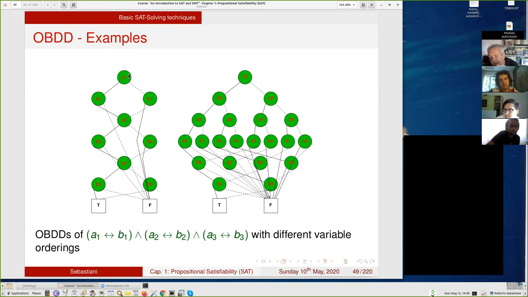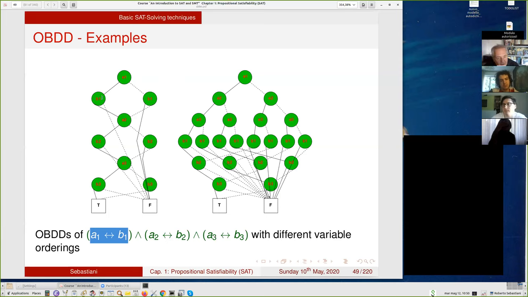As I said, every node represents an if-then-else. So if A1 is true, then you go into the OBDD which represents B1 and A2 if and only if B2, and A3 if and only if B3. If A1 is false, it goes into this other OBDD, which represents not B1 and so on. Here, if A1 is true and B1 is false, this is false, so since it's an AND, the whole formula is false.